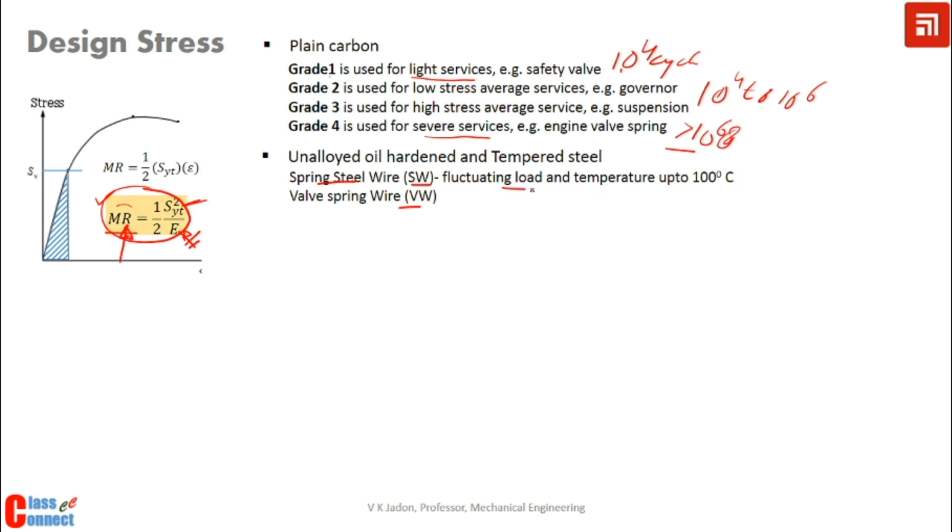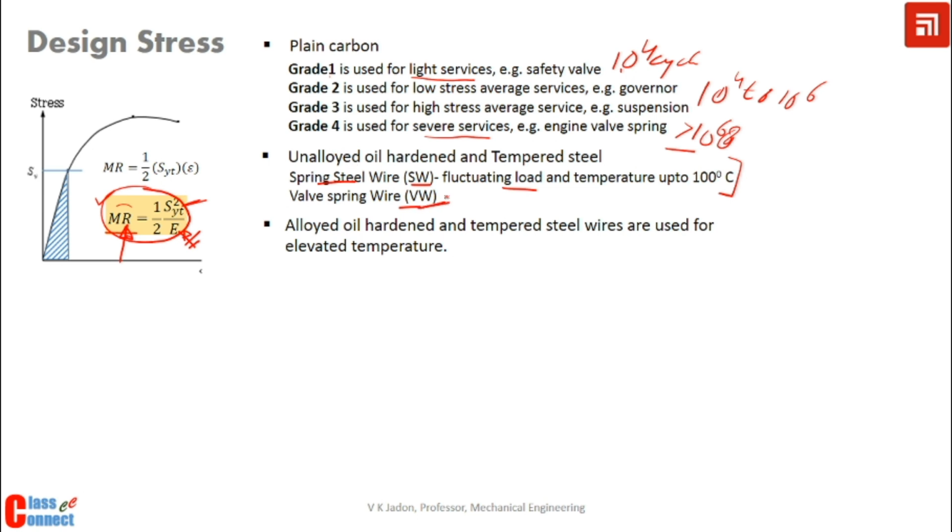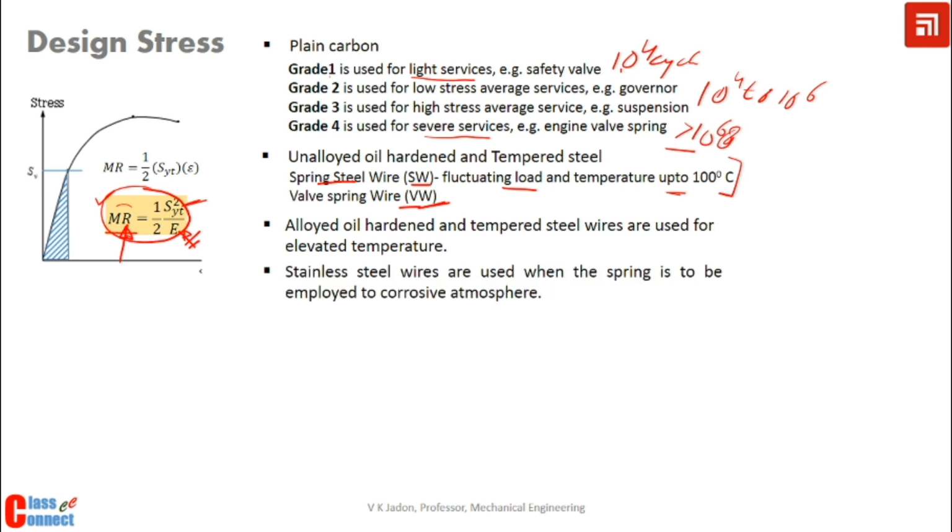This is generally used for fluctuating load, up to a temperature of 100 degrees Celsius. If it is more than that, we can go for Wahl's spring for fluctuating load with temperature more than 100 degrees Celsius. Then alloy oil hardened and tempered steel for elevated temperature. Then stainless steel we use for corrosive atmosphere.